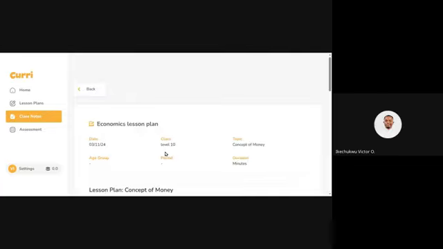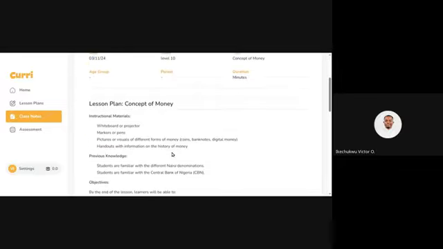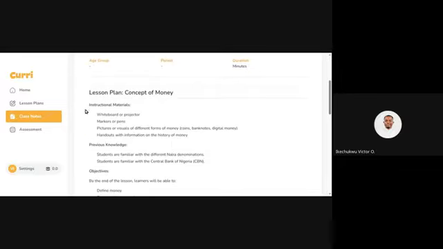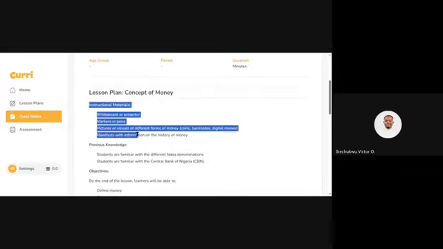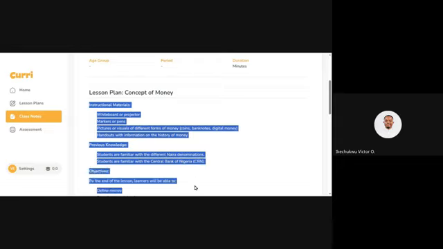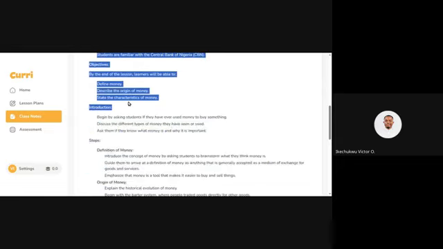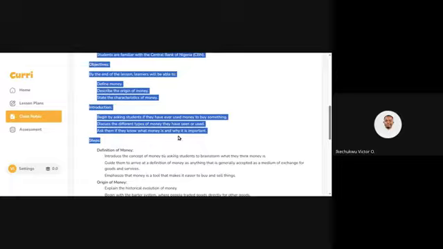Let me show you the note that was created from this. This is an economics lesson plan on the concept of money. You can see the instructional materials: whiteboard or projector, markers or pens, pictures or visuals of different forms of money, all of those things, previous knowledge. There's an objective, there's an introduction, all of these things. There's a starter. I think the introduction is like a starter.